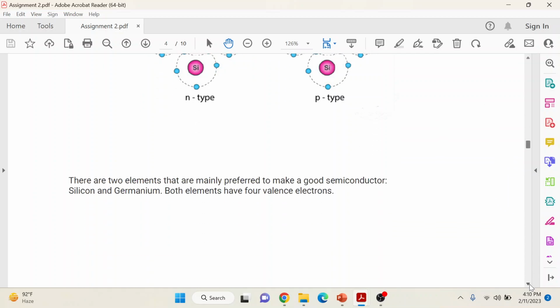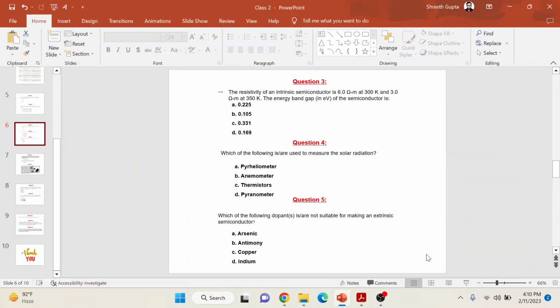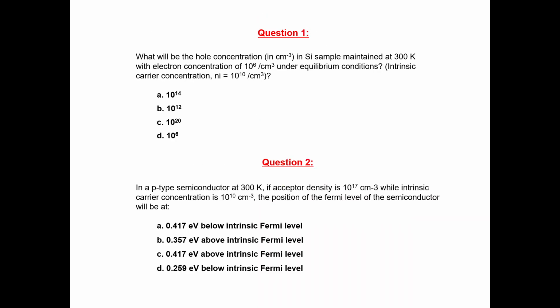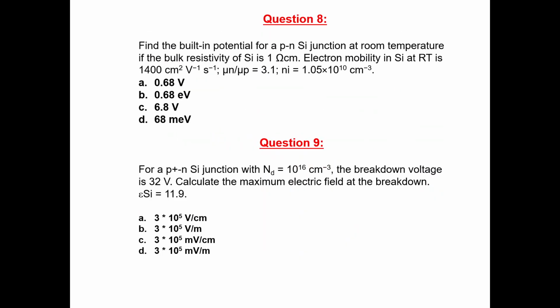Mostly preferred are silicon and germanium only, but on the basis of what kind of extrinsic semiconductor we are trying to make, N type or P type, we choose our material. But your answer was right: copper and indium. Some people use indium, some people don't, but the answer is copper and indium. Copper generally is not suitable for making an extrinsic semiconductor. Do you get the answer, Rajiv? Yes, thank you. Got it.